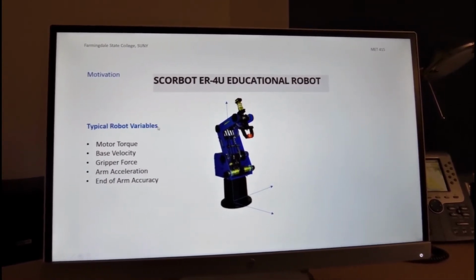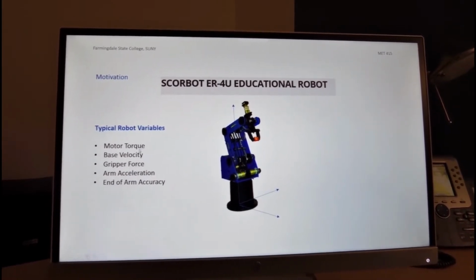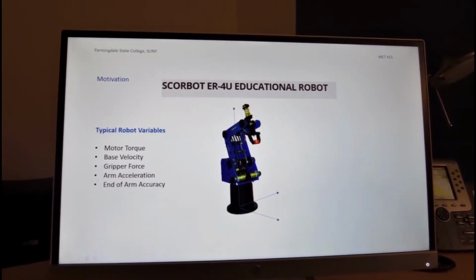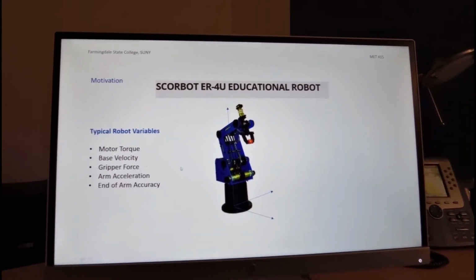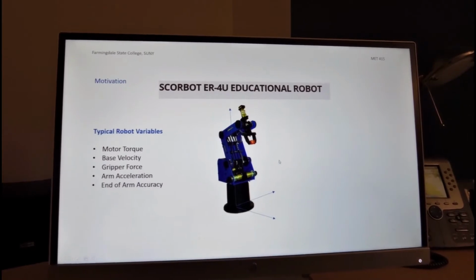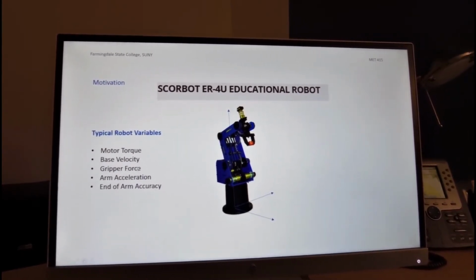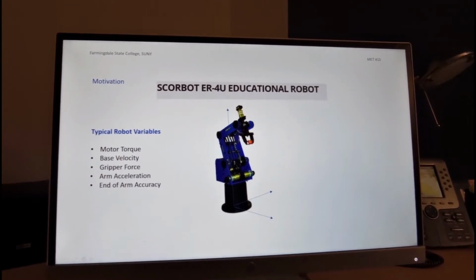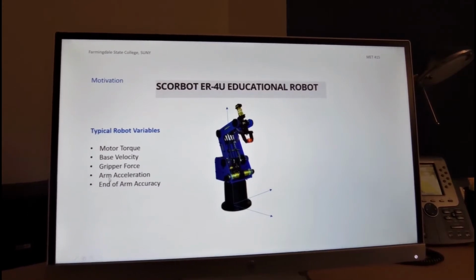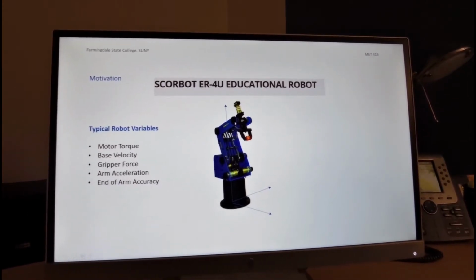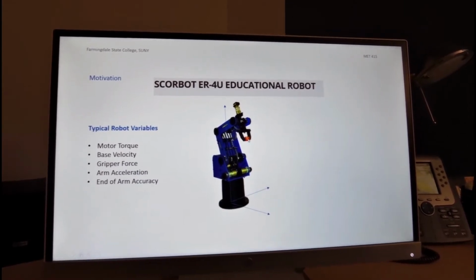So a robot typically has several variables which are of interest to the engineer, such as motor torques. All of these are motors which actuate the robot arms, base velocity, how fast the base of the robot is moving, gripper force, how much force is exerted on an object, arm acceleration, the acceleration of various joints, end of arm accuracy, how accurate this robot is.